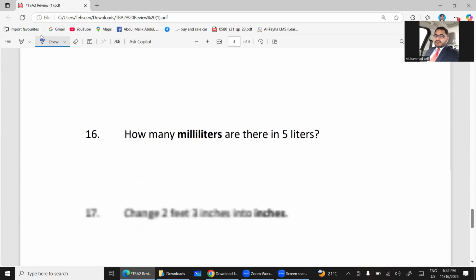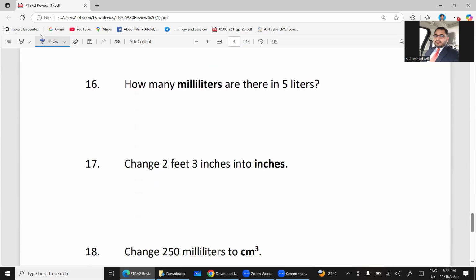Question number 16. How many milliliters are there in 5 liters? You know, in 1 liter, there will be 1,000 milliliters. 1 liter, 1,000 milliliters. Then in 5 liters, 5 multiply 1,000 will be equal to 5,000 milliliters.